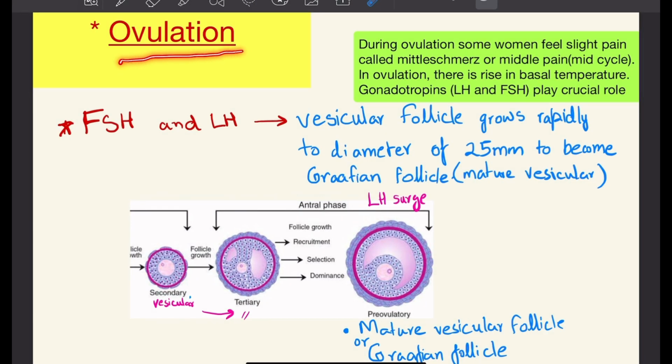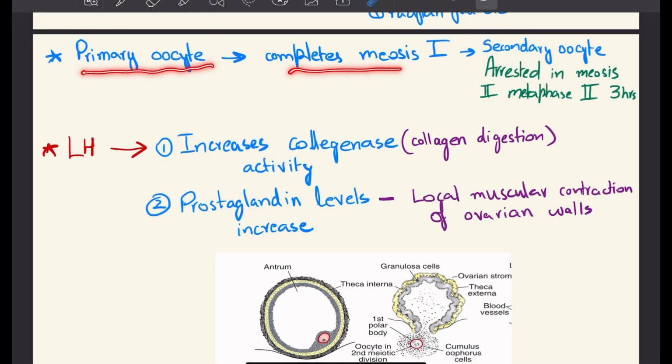Next, we again talk about the step of ovulation. During ovulation, some women feel slight pain, which is called Mittelschmerz or middle pain. In the mid-cycle in ovulation, there is rise in basal temperature. Gonadotropin, FSH, and LH play a crucial role in ovulation. Under FSH and LH, the vesicular follicle grows rapidly to a diameter of 25 mm to become Graafian follicle, that is mature follicle, and as vesicular follicle grows, it becomes the mature vesicular follicle or Graafian follicle. Primary oocyte completes meiosis 1. Secondary oocyte is arrested in meiosis 2 in metaphase 2 for 3 hours.